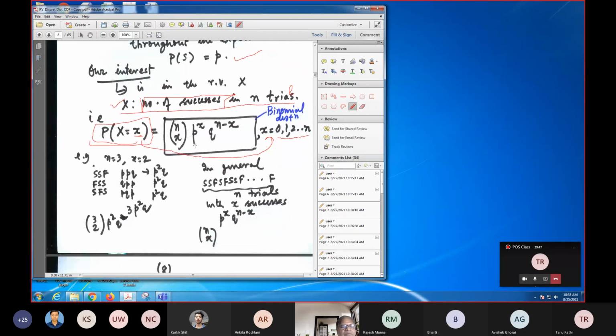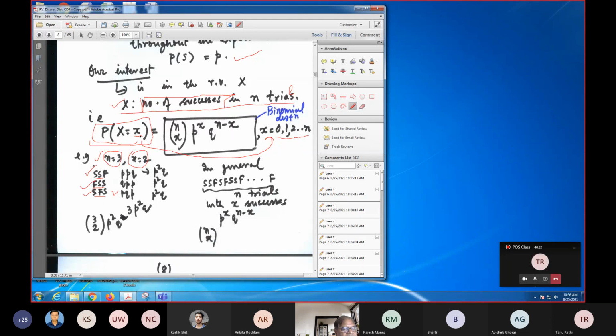So how do we get this expression? Look at a simple example, n equal to 3, where you repeat the Bernoulli trial 3 times and you are interested in getting 2 successes. What are the possibilities? One possibility is SSF. The second possibility is FSS, failure then success then success. Or you got success, failure, success. Remember that this we are doing for x equal to 2. Similarly, you can do it for x equal to 0 or x equal to 1. So these are the 3 possible cases which will result in 2 successes in 3 trials.